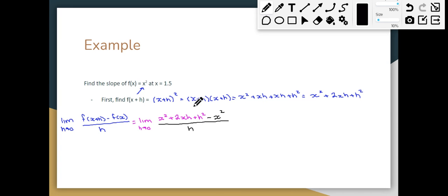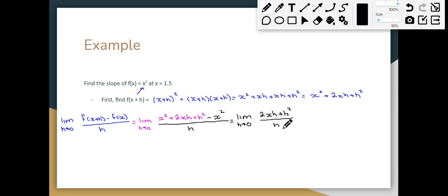So now we have our function. We're going to have to factor because we can't do direct substitution. I can't put 0 in here because I can't divide by 0. So we need to find some things that we can simplify. So the first thing I notice is I have a positive x squared here and a negative x squared here. So those are going to cancel each other out. So we're going to have the limit as h approaches 0 of 2xh plus h squared, all being divided by h.